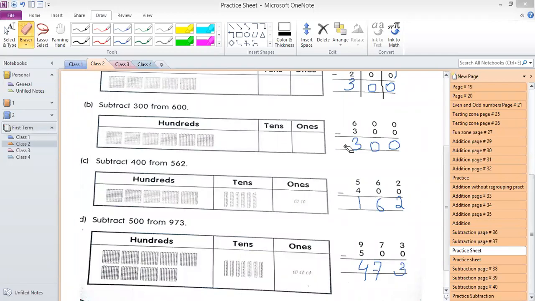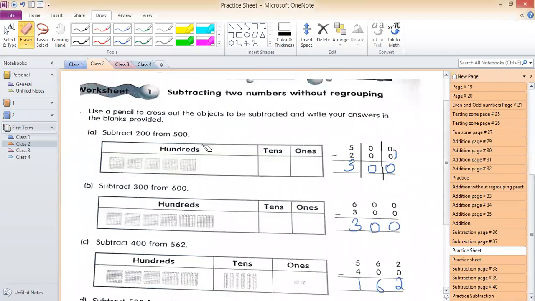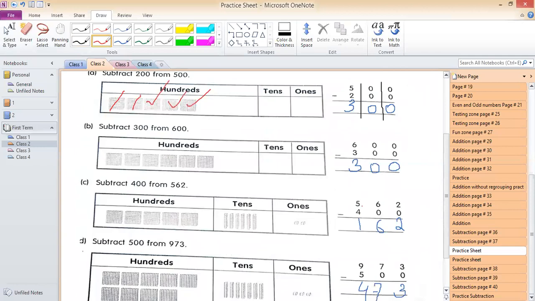You can see, guys, on your screen there is a practice sheet. The question was to subtract 200 from 500, and as you know, we had to subtract the ones first. 0 out of 0 is 0, 0 out of 0 is 0, and 2 out of 5 is 3. These are the 5 hundreds. When you cut 2, 1 and 2, so 1, 2 and 3 hundreds will be left. That's why you write 300.